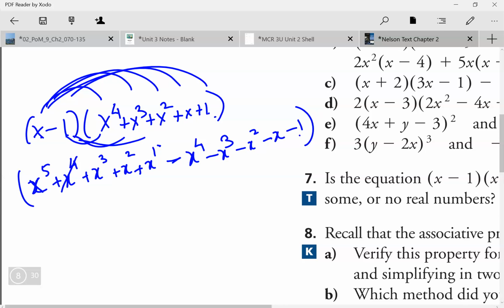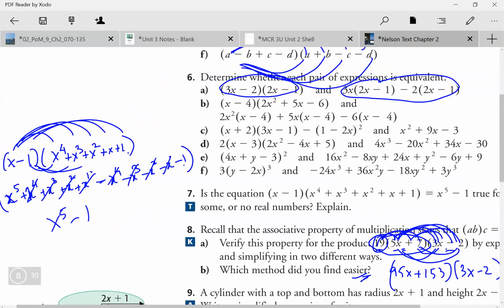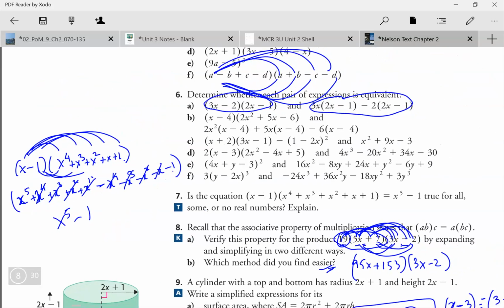So again, collecting like terms, I have x to the power of 5, plus 1 x to the power of 4 minus 1 x to the power of 4, plus 1, minus 1, plus 1, minus 1, and I'm left with x to the power of 5 minus 1. So is this true for all, some, or no real numbers? That's an interesting question. So I know that these expressions are equivalent, right? If I expand and simplify this, I get the same thing as this.